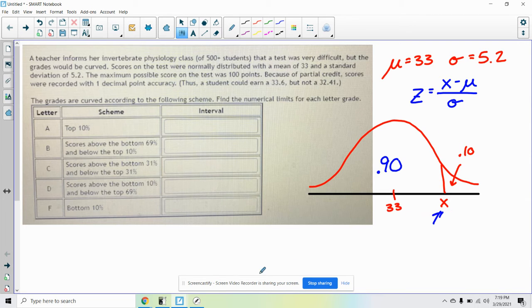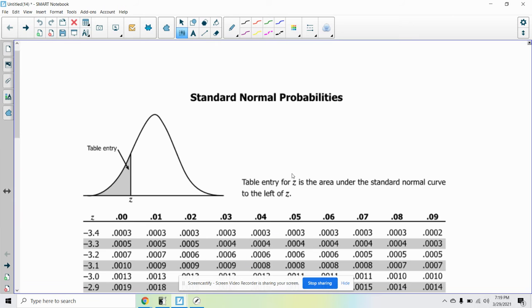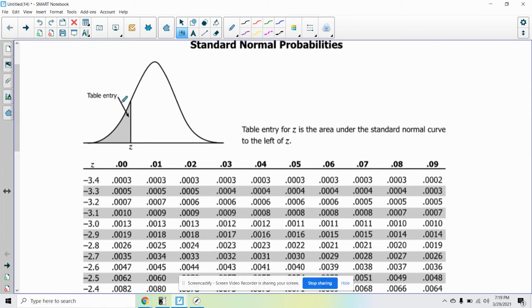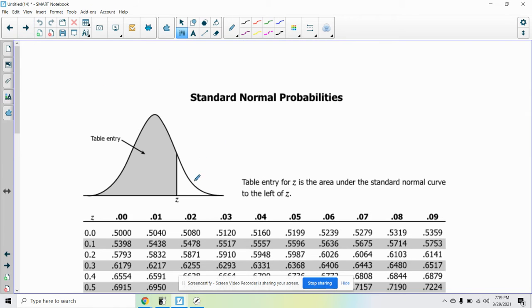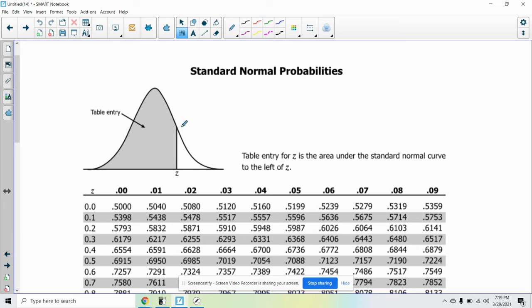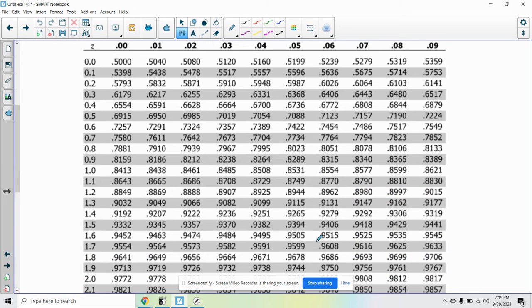So I'm looking for, on my z table, I'm going to use the side which is larger than the mean. So I'm looking for the top 10%, or the value that cuts off the bottom 90%. So I'm looking for 90% somewhere in this big array of numbers. They do go in order, kind of like as you're reading a book. So I'm looking for the number as close to 90% as possible. So you'll see it's somewhere around here. It looks like this is as close as I can get to 0.90.